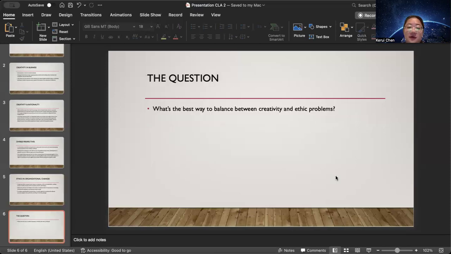As requested for part of this assignment, the question that I left behind for everyone to think about is what's the best way to balance between the creativity and the ethical problems.